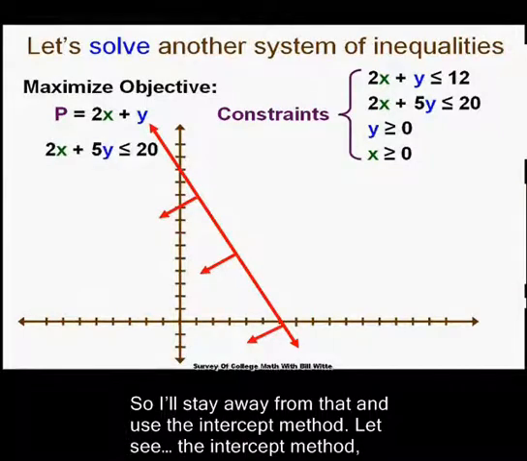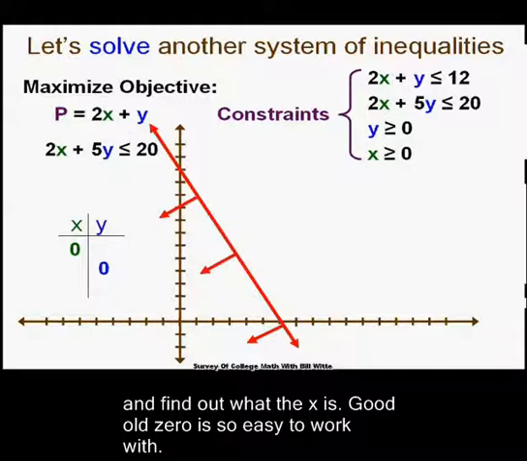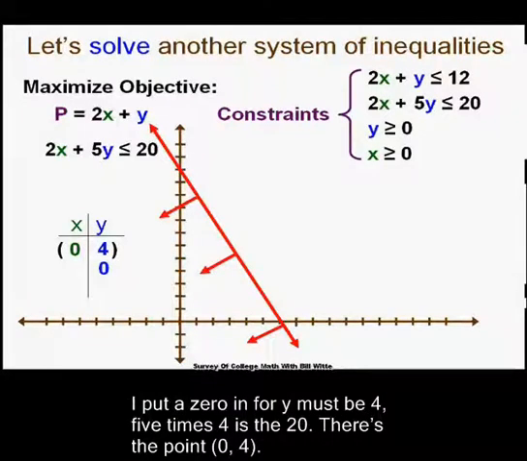Remember, the intercept method is to put a 0 in for x and figure out what y is. That'll give me the y-intercept. And put a 0 in for y and figure out what x is, and that'll give me the x-intercept. Good old 0. So easy to work with. If I put a 0 in for x, the y's got to be 4. 5 times 4 is 20. There's the point 0, 4.